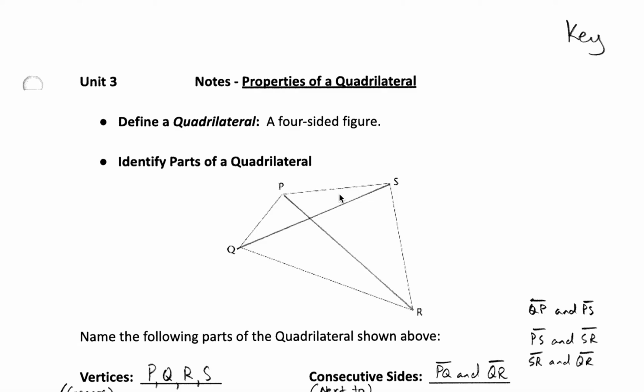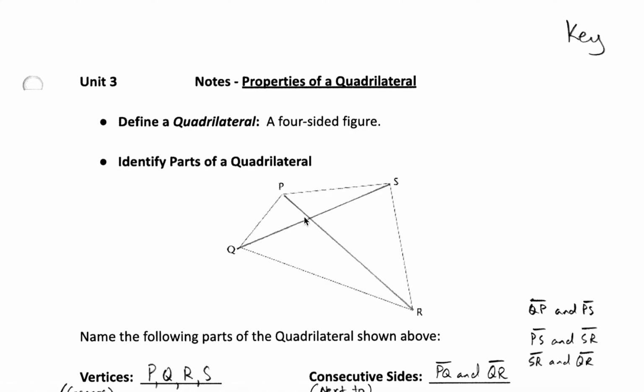In this video, we're going to be talking about properties of quadrilaterals, and then we'll get into a specific type of quadrilateral called a trapezoid, and we'll talk about the properties of a trapezoid. So to start off, a quadrilateral is any four-sided figure or four-sided shape.